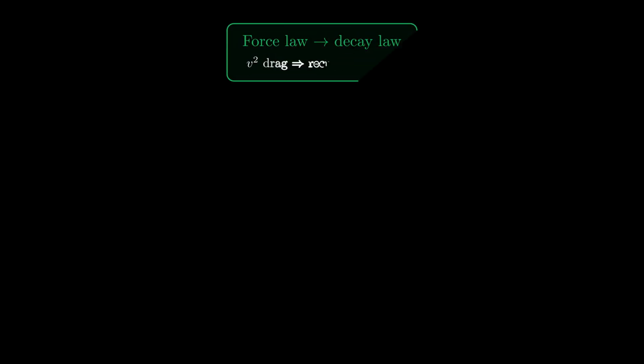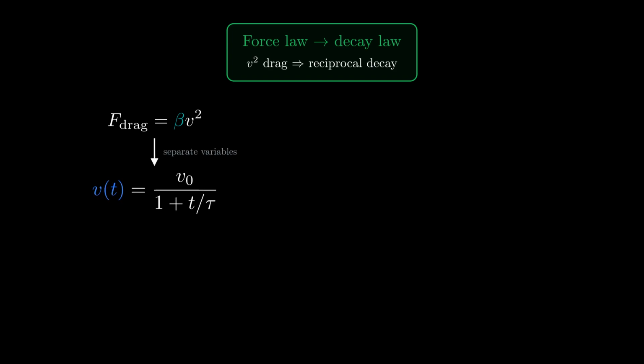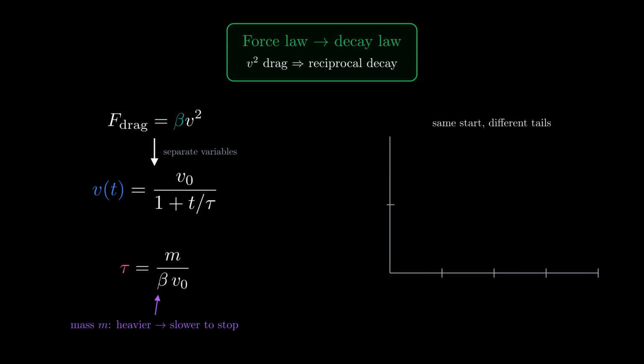The force law dictates the decay law. Square the velocity in the drag, and separation of variables hands you a reciprocal. v of t equals v naught over 1 plus t over tau, with time constant tau equal to m over beta v naught. Notice the mass sitting right there in the time constant. A heavier object carries more momentum, so it takes longer to slow. Unlike the clean exponential of low-speed drag, quadratic drag produces a decay that starts sharp and ends with a long lingering tail. Same law, Newton's second law, but a completely different fingerprint in time.